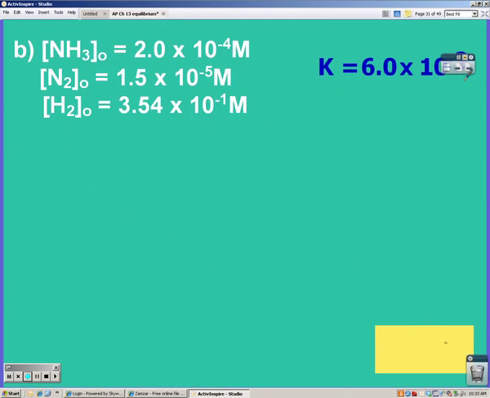Go ahead and pause the video and try this one on your own. Solving this out, you should have gotten that Q was equal to 0.06, in which case Q and K are the same, and so there should be no shift.